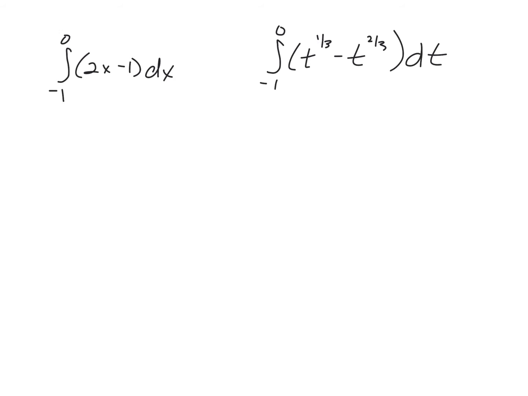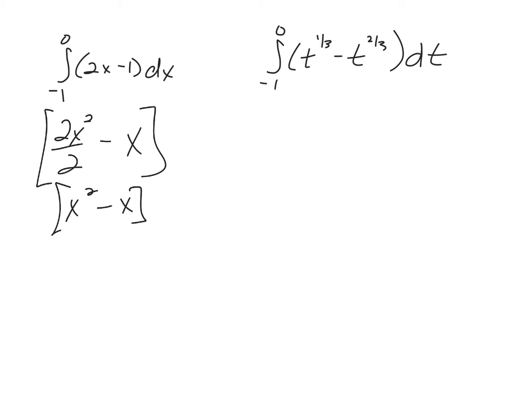They're not always going to have a lower limit of -1 and upper limit of 0, but this is what we have for this one, okay? So let's evaluate the integral. That's what we need to do first. So we're going to get 2x to the power of 2 divided by 2 minus x. X is the first power, divided by 1. 2 divided by 2 is 1, so we just get x squared minus x. And we're evaluating that from -1 to 0.